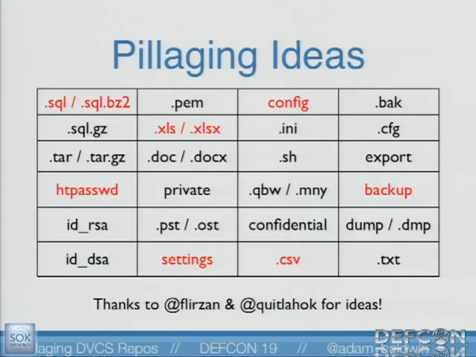Out of those top million sites, here's the kind of stuff that we found. And I'm not going to go through all of them, but some of the more interesting ones: SQL dumps of entire databases, HT passwords, Excel documents, mail spools. You're kind of getting the picture of stuff that we're going to find. And basically, these repositories shouldn't have this stuff checked into them.